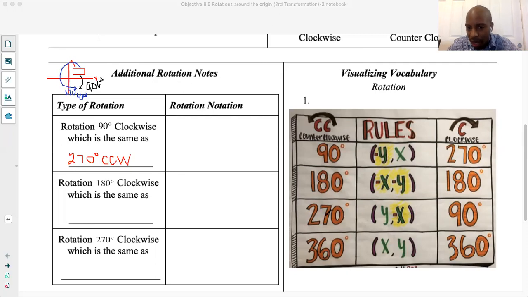And if you look down here at this table, you'll see it says 270 degrees counterclockwise, and then it says clockwise 90, because they're the same exact thing. And the rule is the same.